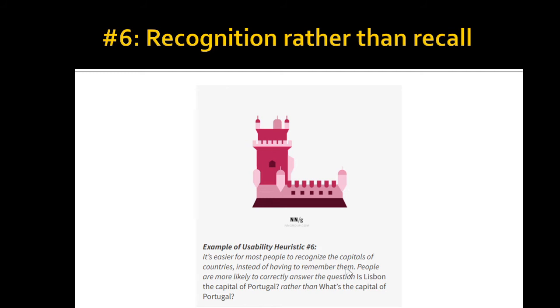So how's that? Here's an example. People are more likely to correctly answer the question, is Lisbon the capital of Portugal? rather than this question, what's the capital of Portugal? Because if you ask what's the capital of Portugal, you force the people to recall. But here, they just have to recognize, is this the capital or not? So it should be recognition rather than recall.